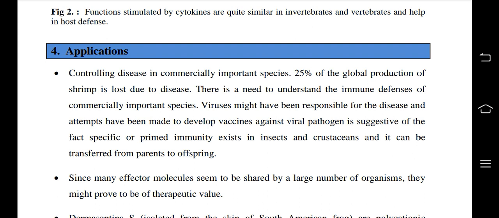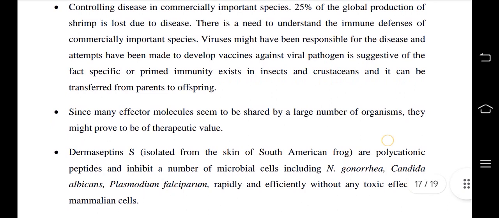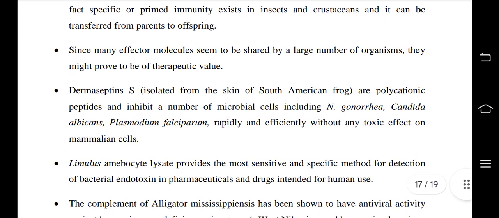They are suggestive of fast, specific, or primed immunity existing in insects and crustaceans, and it can be transferred from parents to offspring. Since many effector molecules seem to be shared by a large number of organisms, they might prove to be of therapeutic value. Then dermaseptins, isolated from the skin of the South American frog, are polycationic peptides and inhibit a number of microbial cells, including N. gonorrhoeae, Candida albicans, and Plasmodium falciparum, rapidly and effectively without any toxic effect on mammalian cells.